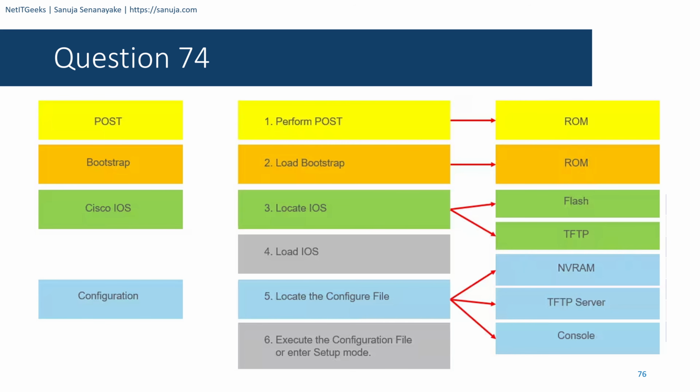In the typical Cisco bootstrap sequence, it goes from POST, bootstrap, Cisco IOS, to configuration, in that order. In POST it just performs the power on self test from the ROM, and in the bootstrap it loads the bootstrap program, also taken from the ROM. When the Cisco IOS kicks in, it will locate the IOS from flash or TFTP and load it once it's determined where to load from. Then it goes through the configuration process, where it locates the configuration file, typically from NVRAM or a TFTP server, or it has to go through the console.